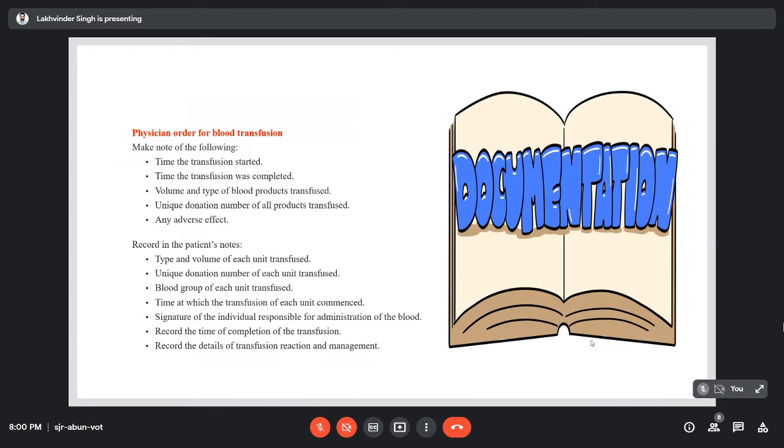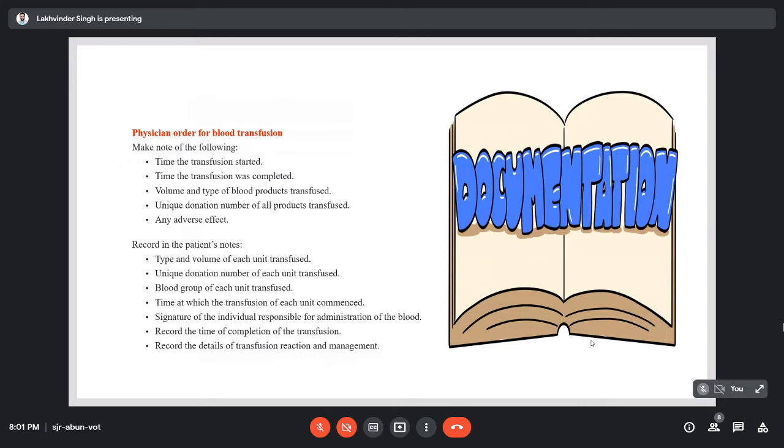Then comes the documentation. It is a very important part of blood transfusion, because, as I've already discussed, it's a regulatory requirement. Every 5 years, the license of the blood bank is renewed. The drug inspector comes, he checks all the documents, and then the license is renewed. So it's very important to do proper documentation. First is the physician order for blood transfusion. The physician order should be there in the file, stating why the patient requires blood, how much blood is required, all these things.